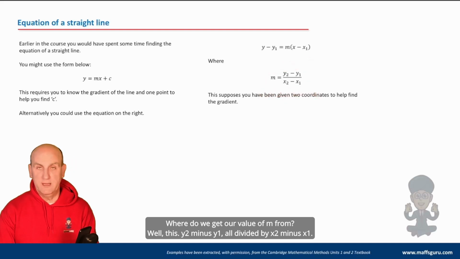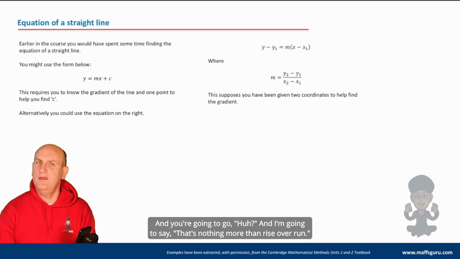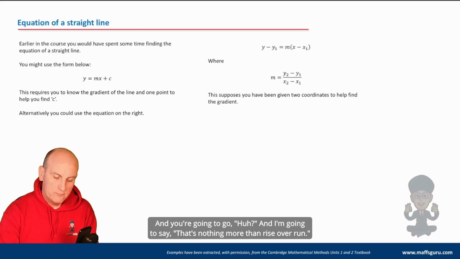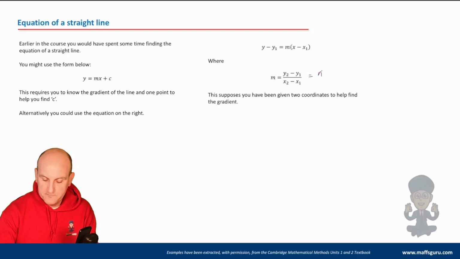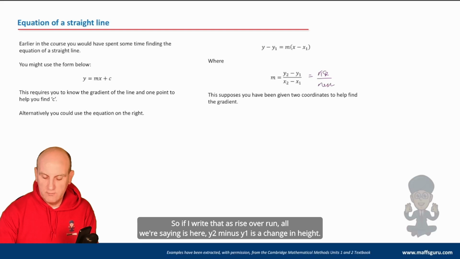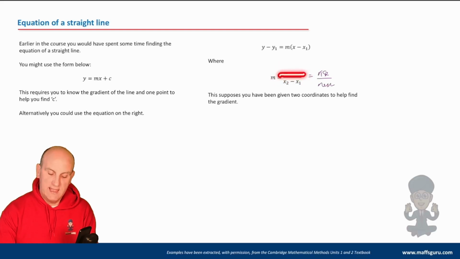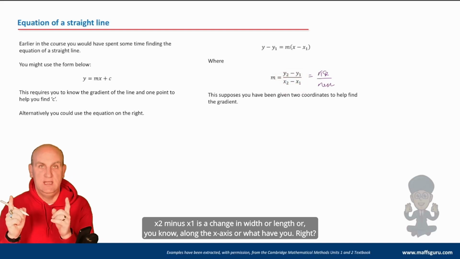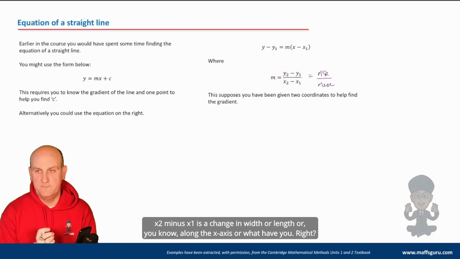Well, this: y2 minus y1, all divided by x2 minus x1. And you're going to go, huh? I'm going to say that's nothing more than rise over run. So if I write that as rise over run, all we're saying is here, y2 minus y1 is a change in height, and x2 minus x1 is a change in width or length along the x-axis, or what have you.